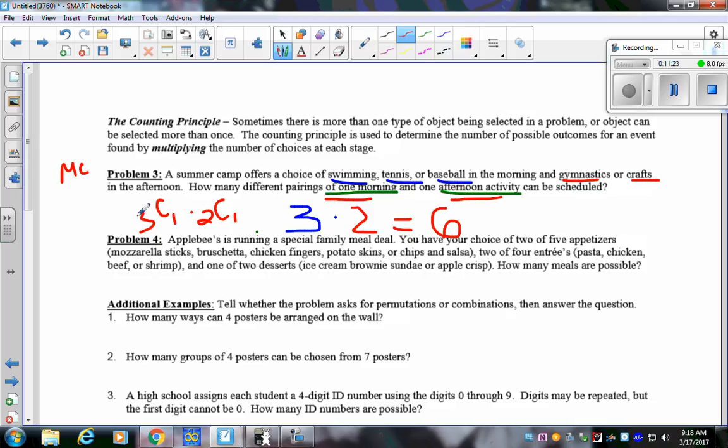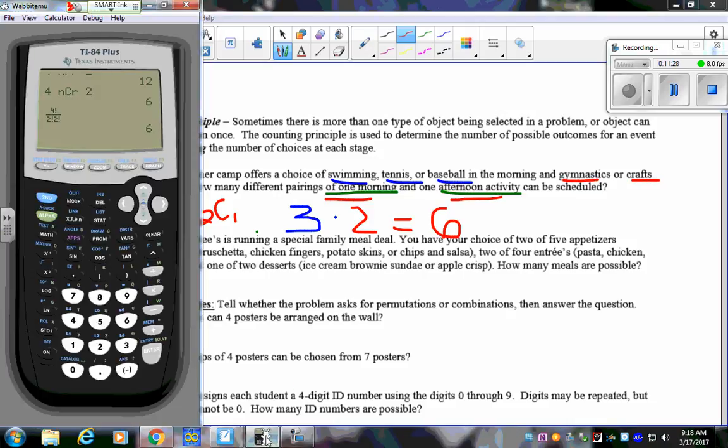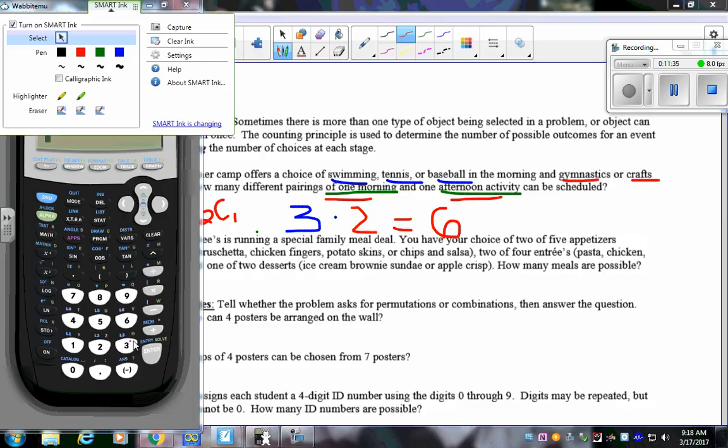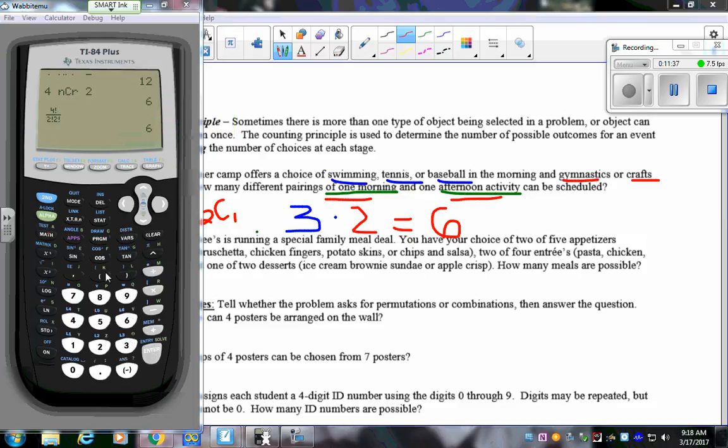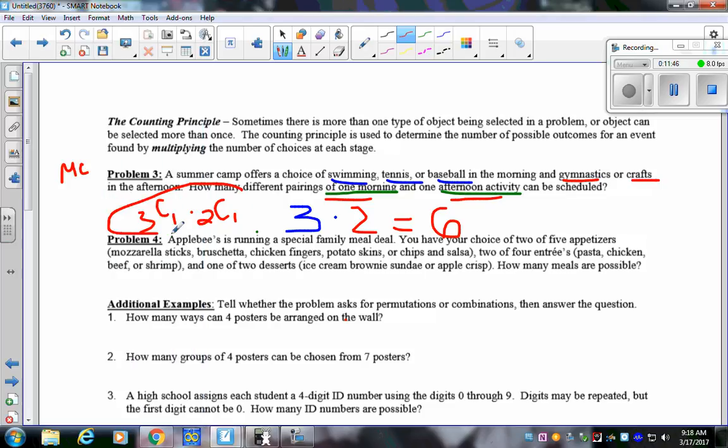Now, anything choose 1, so any combination where you're picking one activity, if you did 3C1 on your calculator, you're going to get 3. If I did 2C1 on my calculator, I'm going to get 2. Okay, so you don't have to show it this way. I'm just showing you what it looks like. You don't have to write it out when you're just picking 1 at each stage of the game. Now, as we move into example 4, you'll see where this matters a little bit more. But 3C1 times 2C1 is just 3 times 2, which is 6.